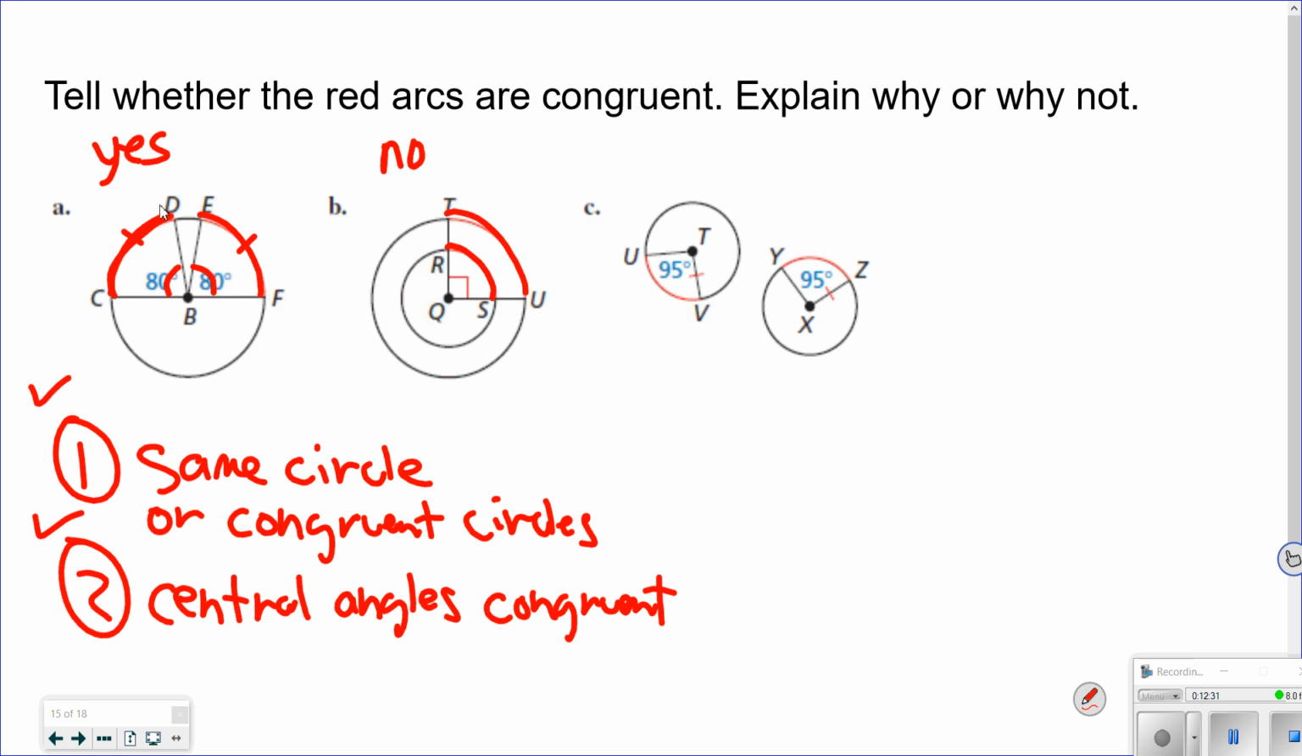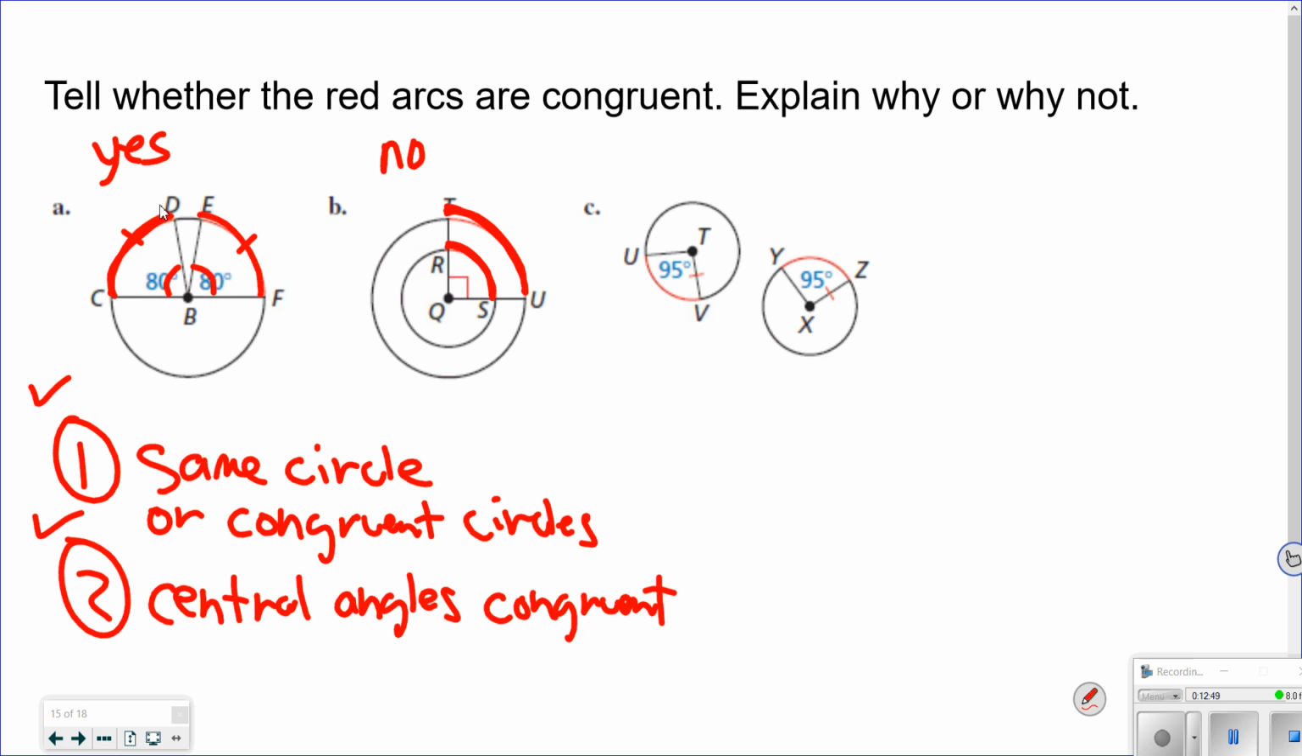By the way, just to differentiate, if I find the measure of this arc, RS, it's 90 degrees, and the measure of arc TU is also 90 degrees. So they have the same measure, the same degrees, but they're not congruent. Like if I were to measure, this one is shorter than that.